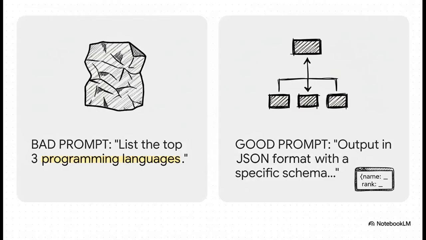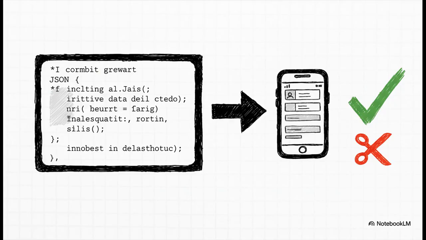So the old way, the bad prompt, is just asking, list the top 3 programming languages. We already know that gets us that messy paragraph. But look at the good prompt. It's so specific. It commands output in JSON format, and then it provides the exact schema, defining the keys and the data types it expects. And the result? Bam! Perfect, clean, structured JSON. Your application can read this data instantly with 0 errors. No manual cleanup, no parsing headaches. It just works. That is the power of precision.